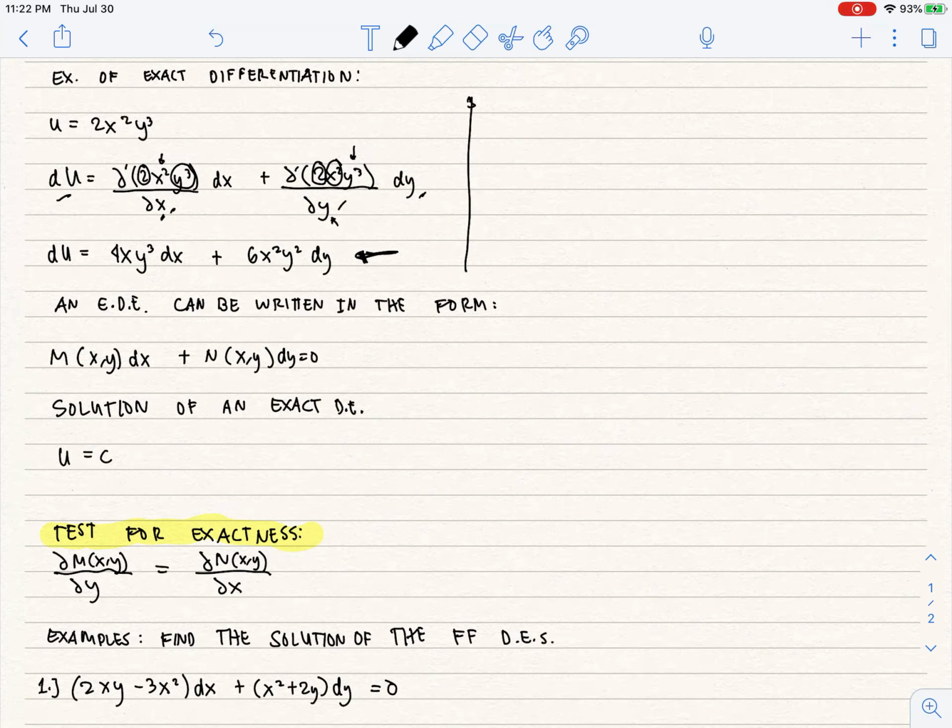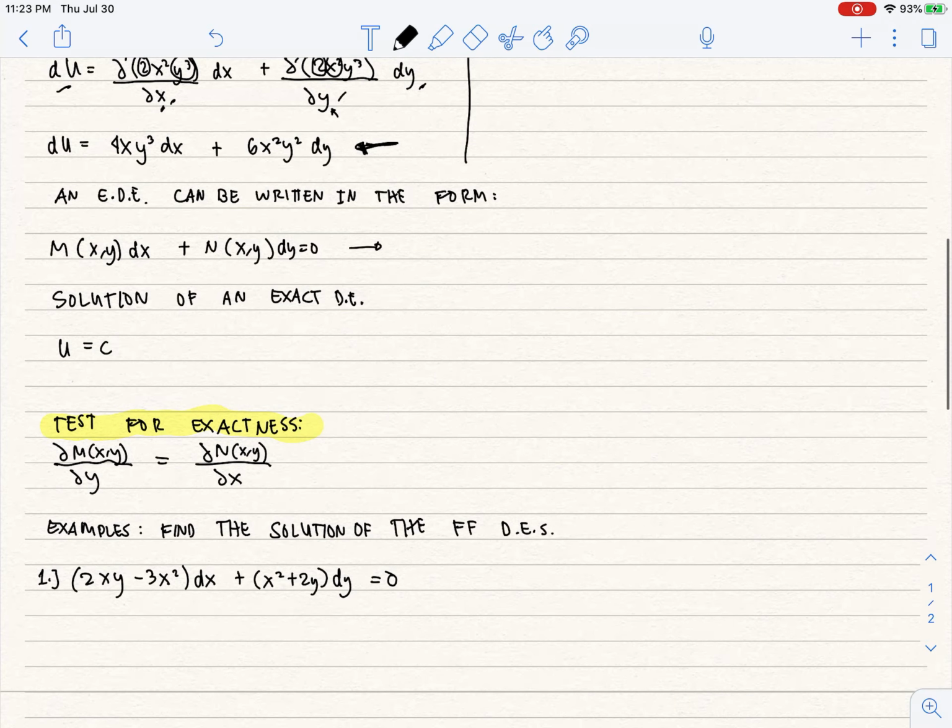Since we are going to integrate this differential equation in order to have the solution, and the solution is free of derivatives or differentials, we need to integrate it. And since we integrate, our answer should have plus c. So u is equal to c. This is the solution of an exact DE.